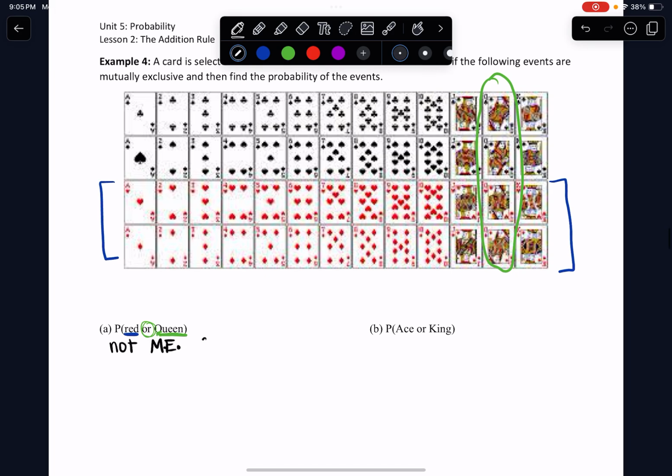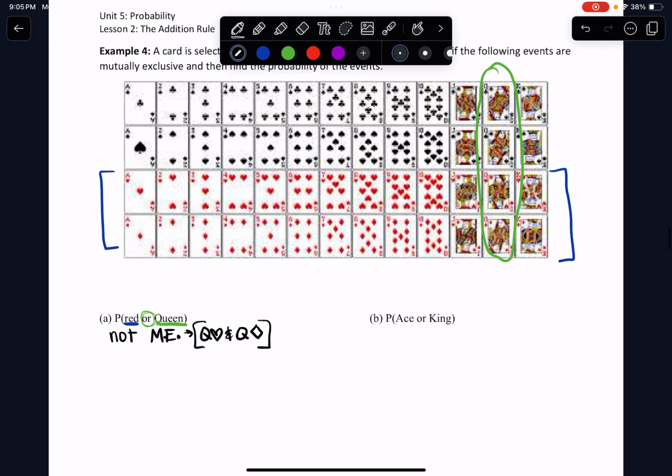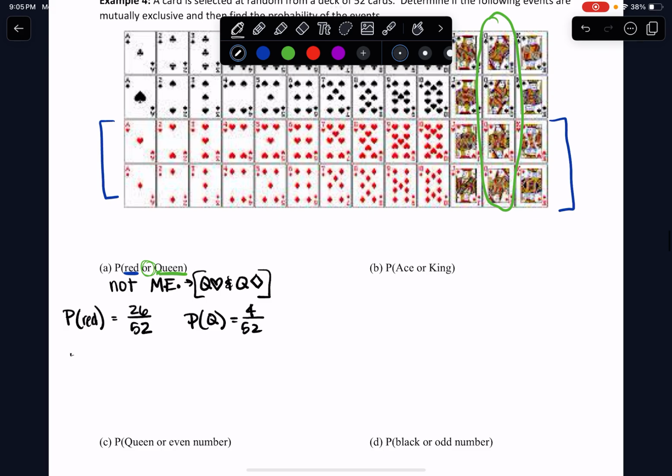We have the queen of hearts and the queen of diamonds that violate that rule. So we're going to need the probability that we pick a red. That's 26 out of 52. Half the deck is red. The probability that we pick a queen is 4 cards out of 52. The probability that we pick a red queen, so red and queen, that's 2 cards out of the 52.